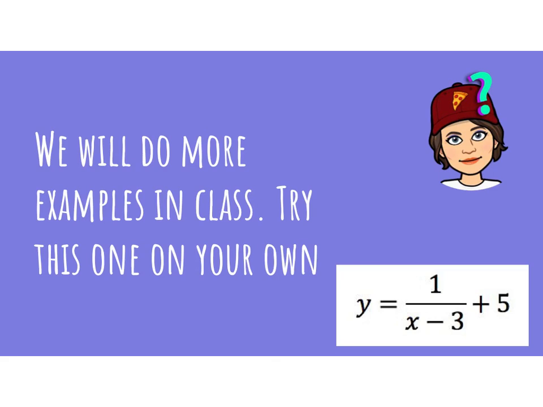What I would like you guys to do is, we'll do some more examples in class, but if you guys could try that problem down in the lower right-hand corner, 1 over x minus 3 plus 5. Please draw out the graphs on a piece of paper, add the asymptotic behavior, horizontal and vertical, and then try and write the statements for your 4 directional statements.